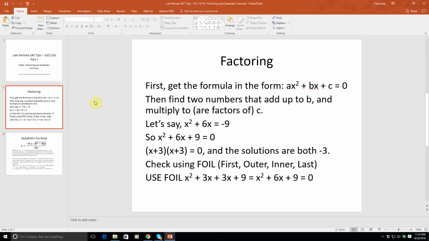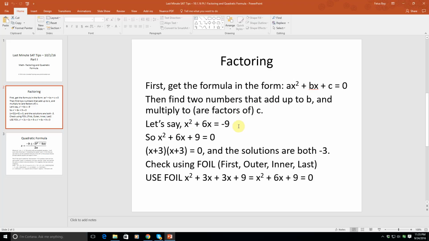Factoring is probably the first way that you've learned how to solve a quadratic equation, an equation where the variable x has its highest power as 2. So it's usually best to get it into the form ax squared plus bx plus c equals 0, where a, b, and c are constants. That means numbers that don't change. So then you need to find two numbers that add up to whatever b is and are factors of c, or multiply to c.